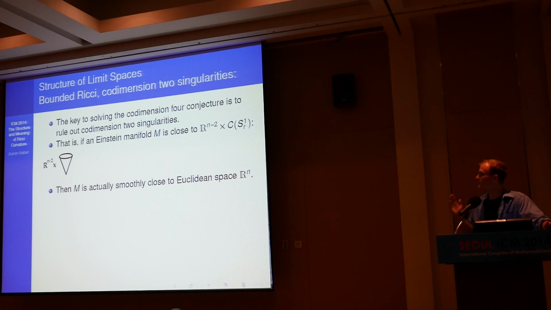Now, the reason this intuition fails as a proof is that the manifold is only Gromov-Hausdorff close to this thing, so it doesn't really see into that singular set. You don't actually know that it looks like that. You could have all kinds of topology in there that's maybe giving you some other way to smooth this thing out, and this is the main problem.